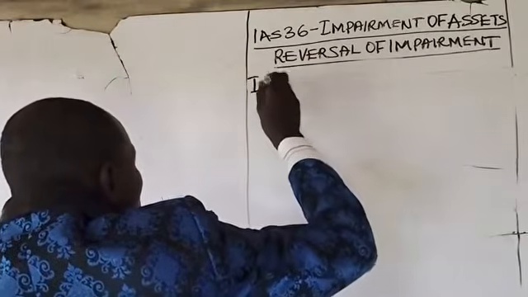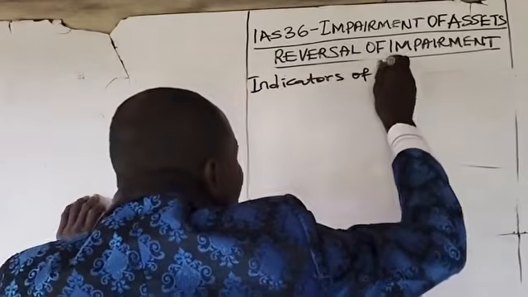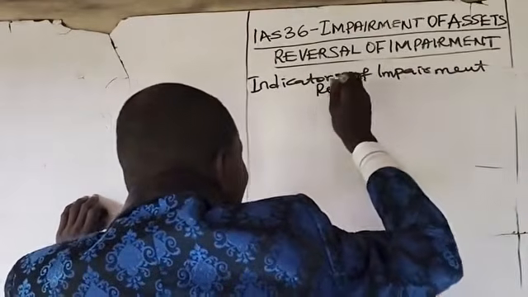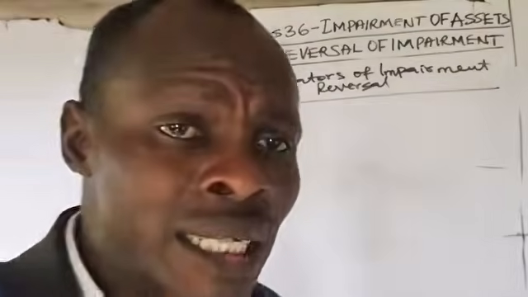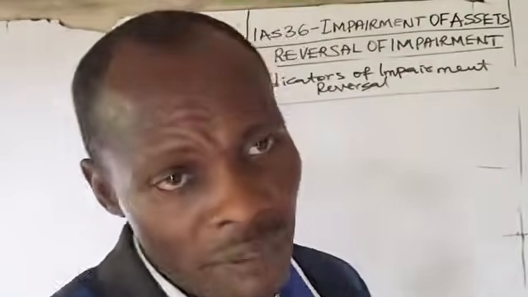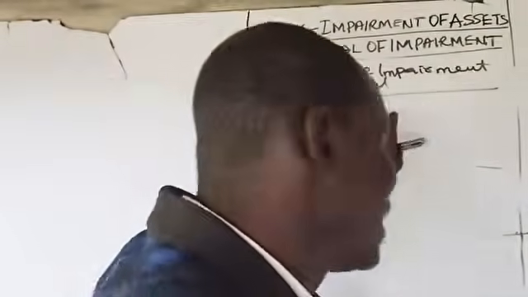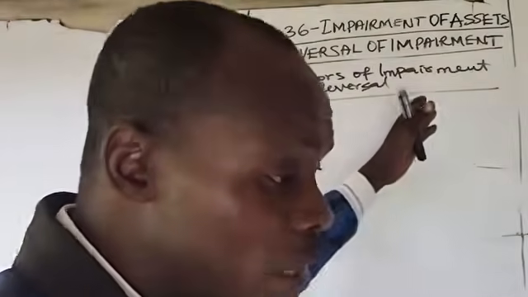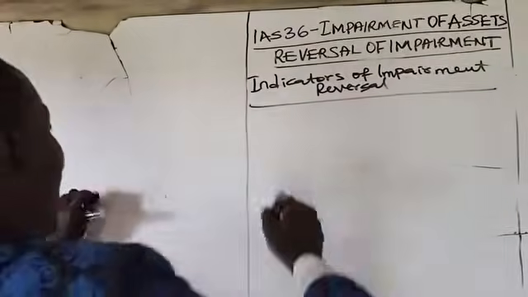Indicators of impairment reversal. What are those conditions that will tell you that the impairment loss you have granted in the past has now been reversed? What are the factors that will indicate that the value of the asset has improved? So those indicators, we will categorize them into two. We have the external indicators of impairment reversal and internal indicators.